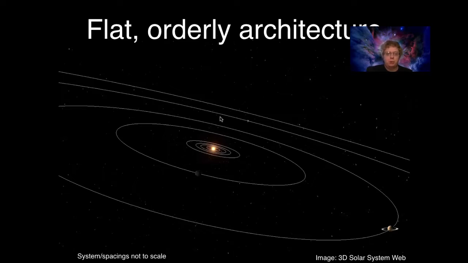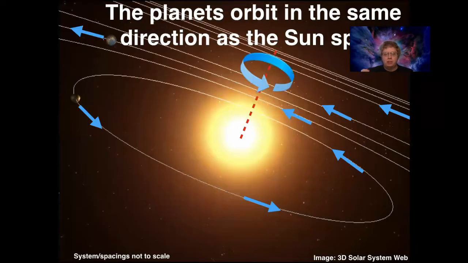There are no planets that are orbiting around the sun in this way. They're all orbiting around like this. They all orbit in the same direction as each other, and they all orbit in the same direction that the sun spins. So how do you get such a nice orderly pattern among our planets? And what can that tell us about how these planets must have formed?